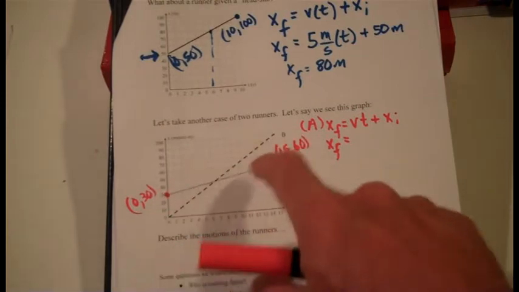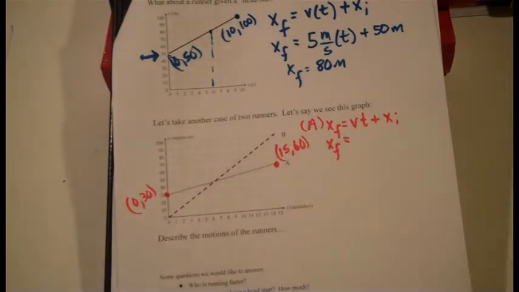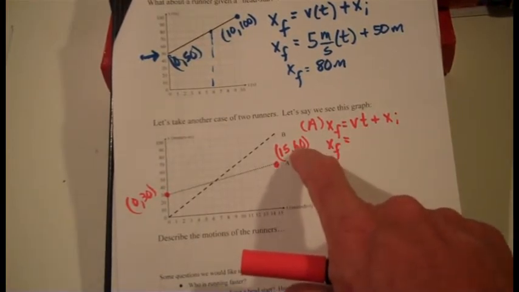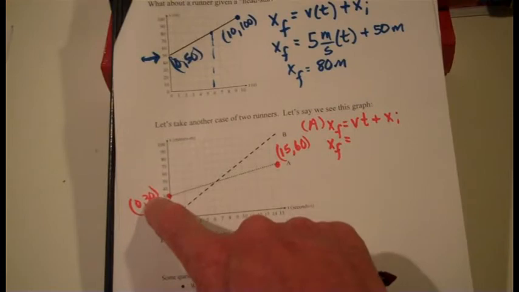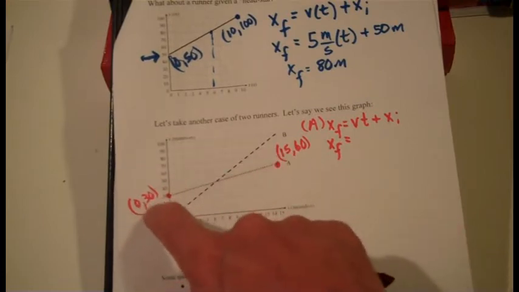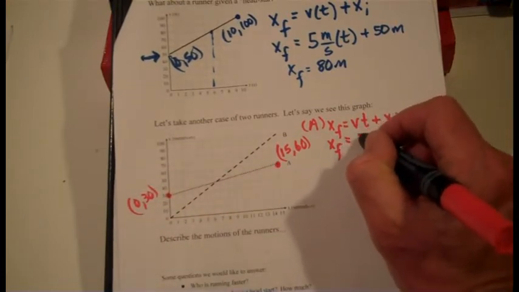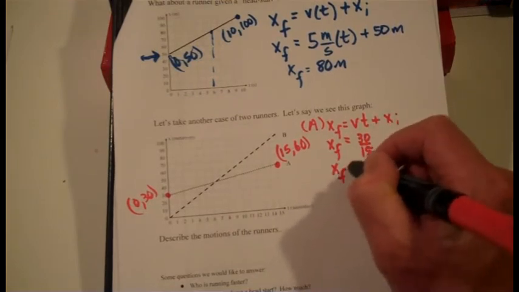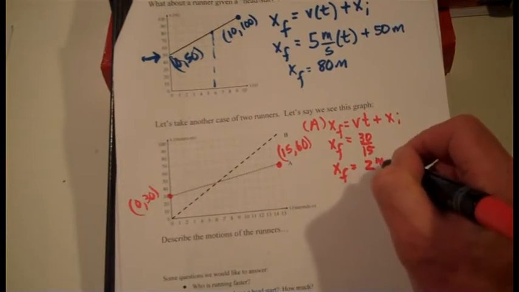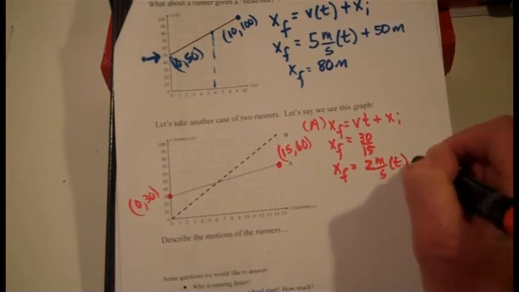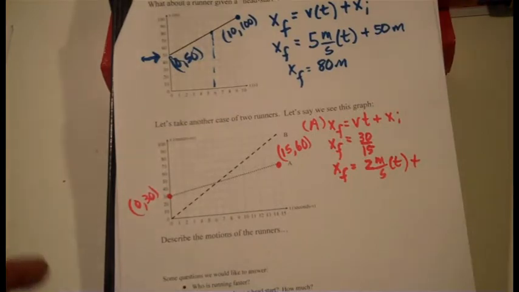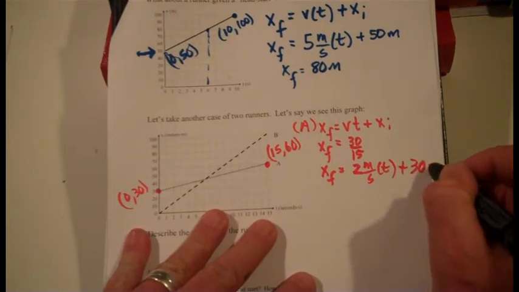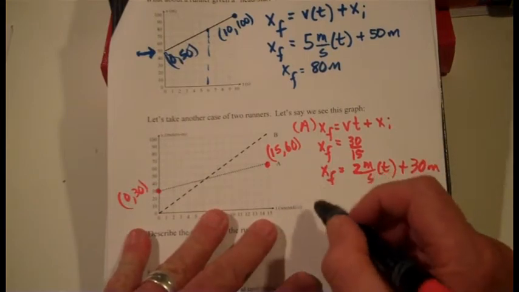Okay, we had these two runners, A and B. We want to start off with the equation. So we want to write x sub f equals the slope. Well, the slope would be 60 minus 30 over 15 minus 0. So that's 30 over 15, or a slope of 2 meters per second, times t plus x sub i. The x sub i represents the head start, and that's going to be 30 meters.